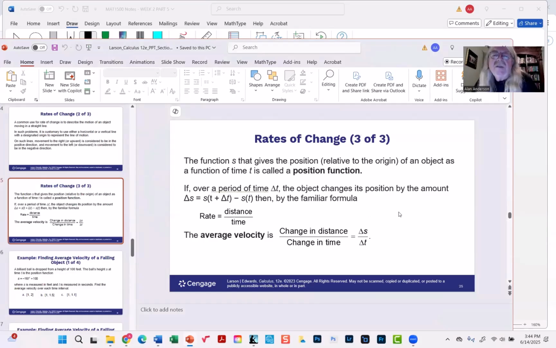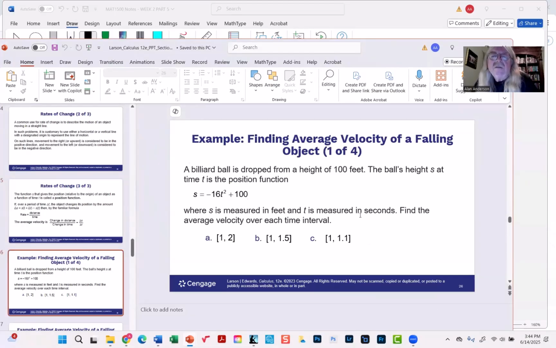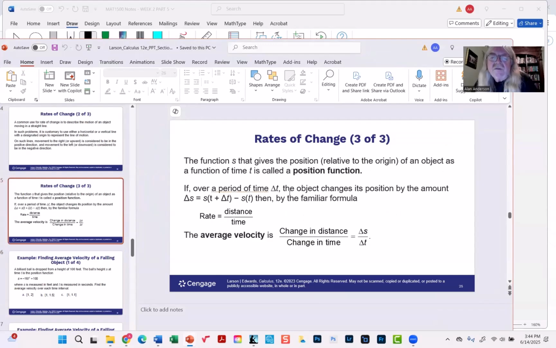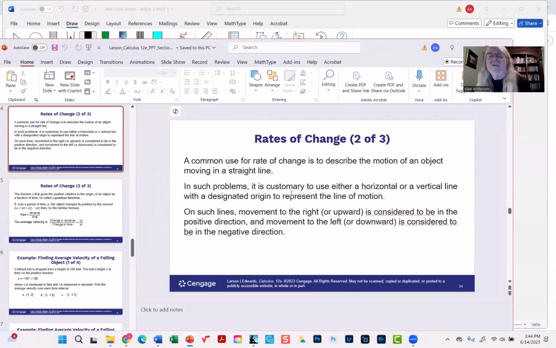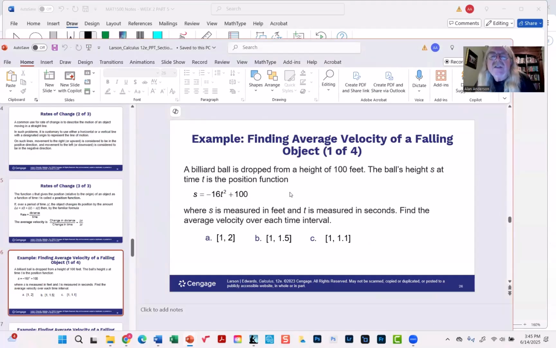So now this is getting into physics here. And what they want you to know is if S is the position of an object relative to the origin, and the change over that is this, then the rate, which is distance over time, tells us that the average velocity is the change in the distance over the change in time, or delta S over delta T. So in other words, if you're given a function, like here, the distance function, which is what that is, distance from the origin means how far up in the air it's gone, negative 16t squared plus 100.